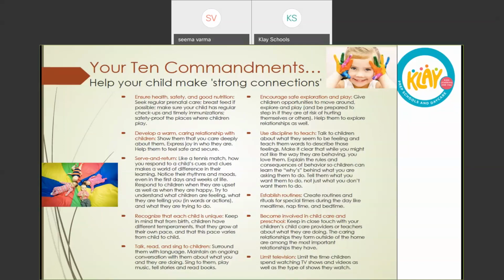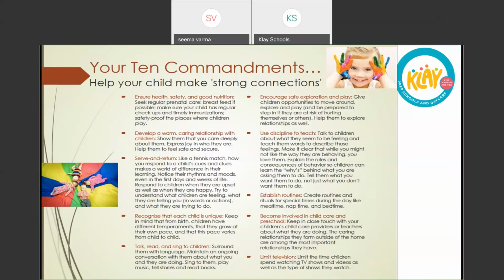Of course, we've all heard that every child is unique. Keep in mind that from birth, children have different temperaments and that they grow at their own pace, and the pace varies from child to child. So again, giving you the analogy of a seed, our role as parents and caregivers is to provide the right kind of nurturing, the environment, the sunlight, and the manure.